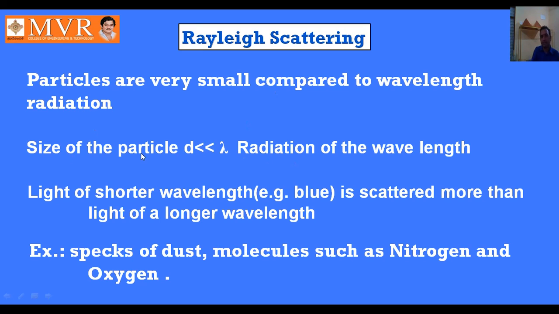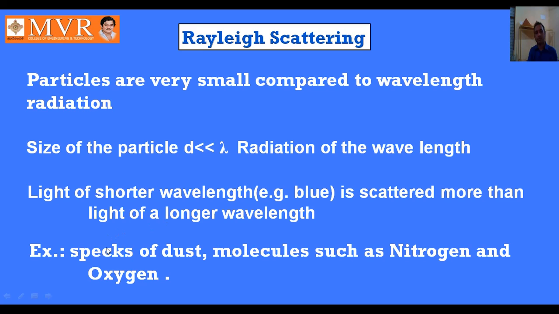So, when the particle size is very small compared to the wavelength of the incident radiation, that is called Rayleigh scattering. Light of shorter wavelength is scattered more than light of longer wavelength. What is the condition for Rayleigh scattering? It occurs when the particle size is very small compared to the wavelength of radiation. In Rayleigh scattering, the shorter wavelengths are scattered more than the longer wavelengths.